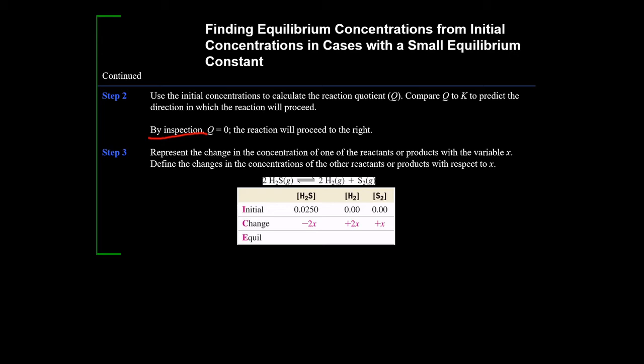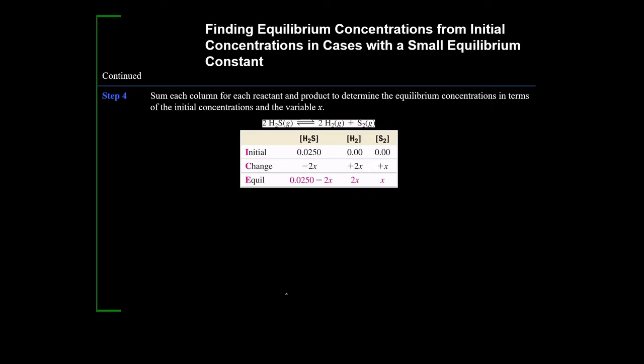Okay, so now we're going to input our changes with respect to X. Based on the stoichiometry, once again, we have 2 of this molecule disappearing, 2 of this one appearing, or being created, and 1 of this one. So we're going to have minus 2x, plus 2x, and plus x for our values here, which would give us, at equilibrium, 0.025 minus 2x, 2x, and x. So again, we're just applying that change to the initial concentration.